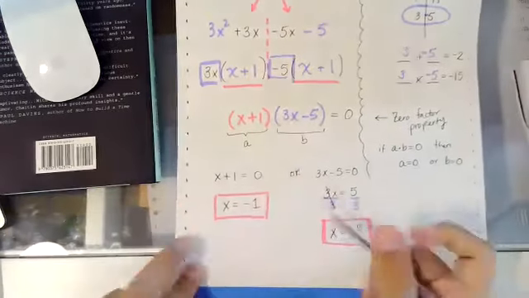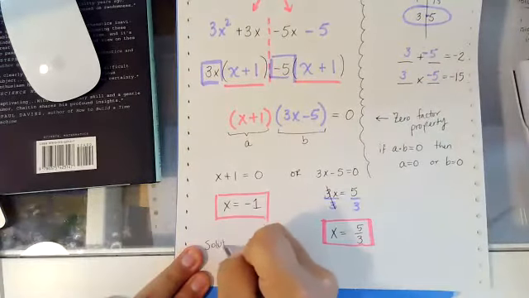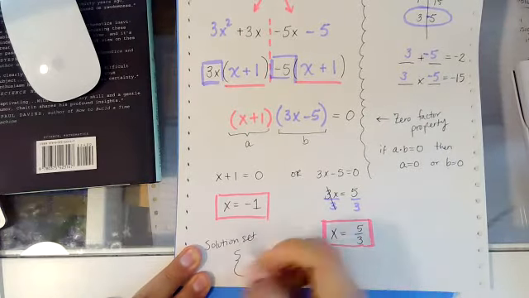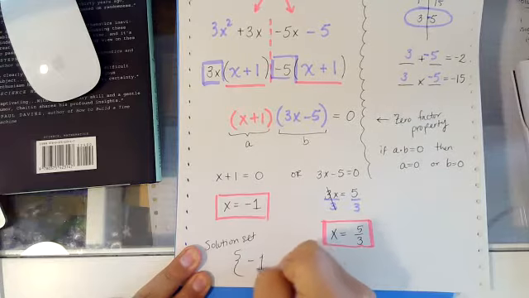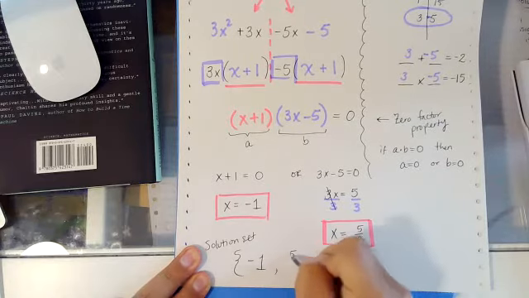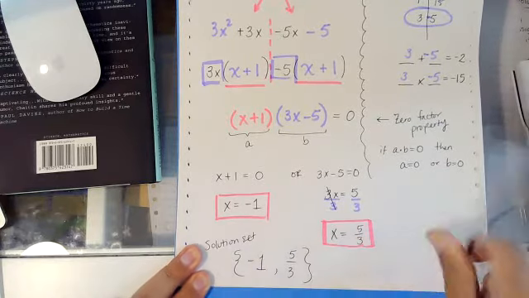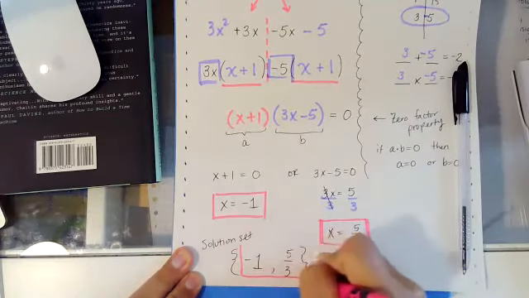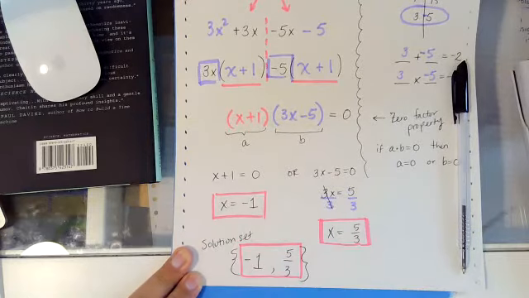And your solution set, should you choose to write it out this way, or if it's required by MyLabs Plus, is going to be -1 and 5/3. Notice that when I write the solution set with the braces, you don't have to put x equals. You're just going to put the numbers as that solution set.